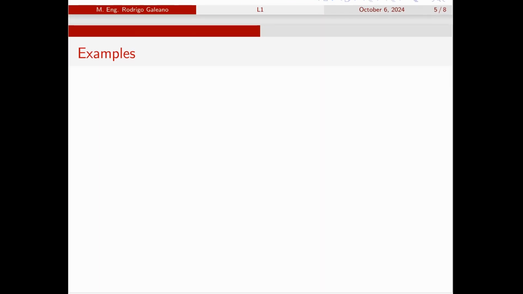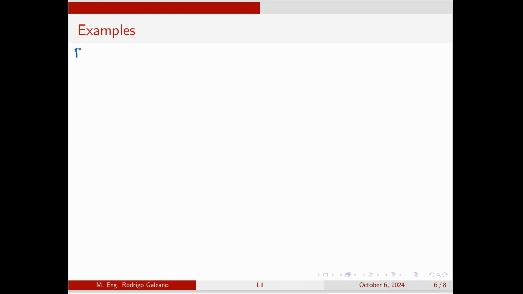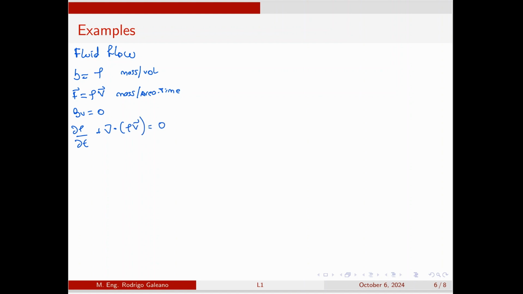Now we can see some examples. We can have fluid flow. To analyze fluid flow, B is the density. It has units of mass per unit volume. Then F, the vector field that transports the mass, is the flux, which is rho times a velocity, and it has units of mass per unit area per unit time. And then because mass cannot be created nor destroyed, the generation term is equal to 0. And the differential equation is dρ/dt plus the divergence of ρv equals 0. This is a very famous equation known as the continuity equation.